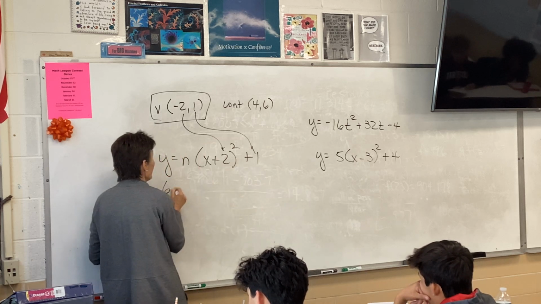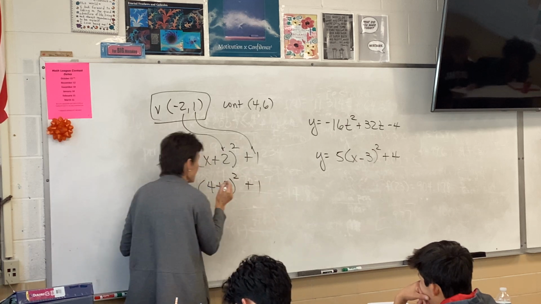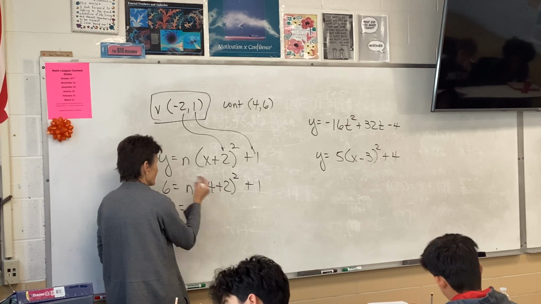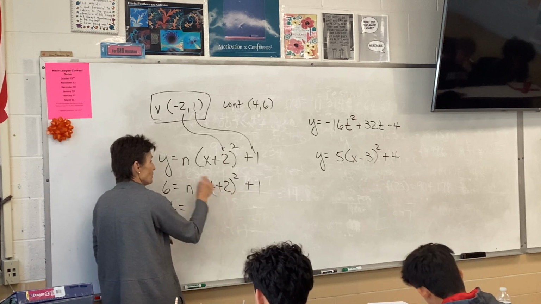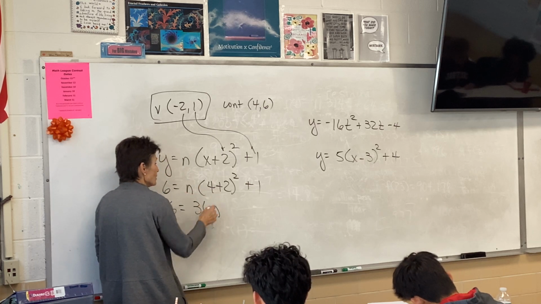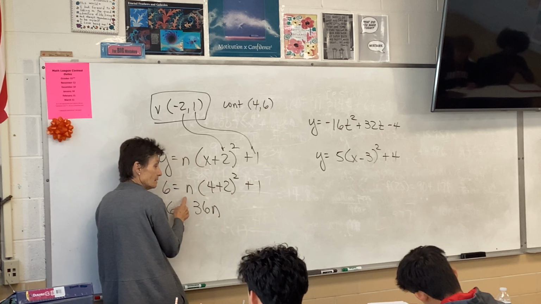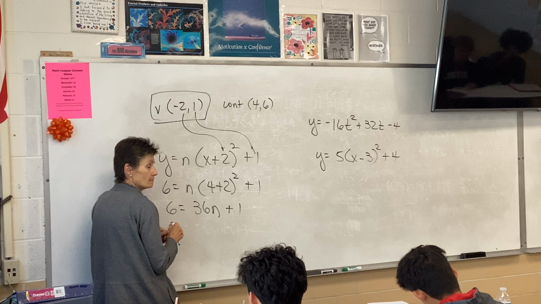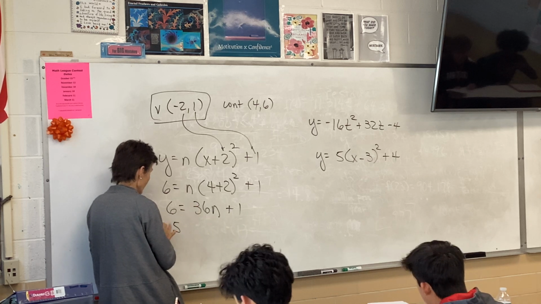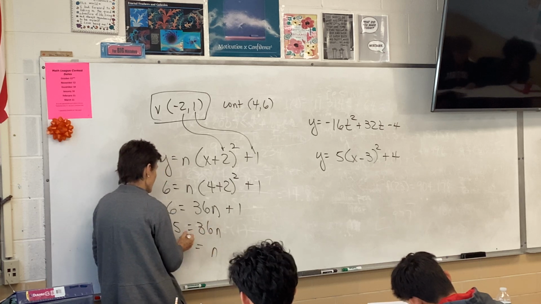Now, I'm going to go ahead and plug that in, but only to find my n. PEMDAS. 4 plus 2 is 6, 6 squared is 36, 36n. Don't be 37, adding the 1. Oh, no. It's 36n plus 1. Oops, that's 1. And it looks like n is 536.